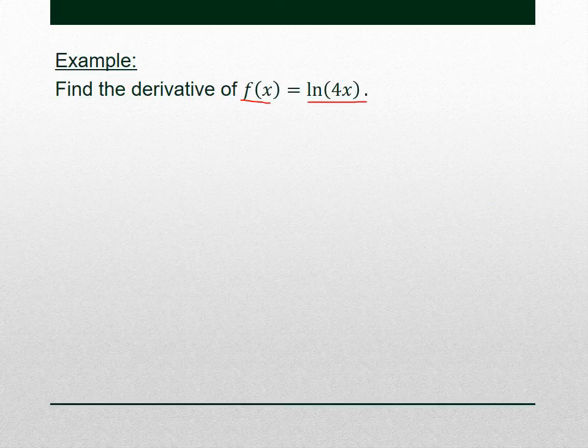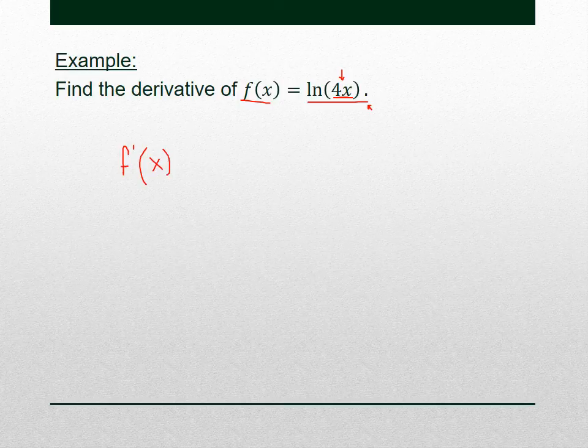Okay, so now we've got f of x is natural log of 4x, and we're asked to find the derivative. One thing to notice is natural log of 4x is not the same as natural log of x. In fact, what we have here is a chain rule where the outside piece, I've underlined, that's natural log. And the inside piece, I've also underlined, that's the 4x.